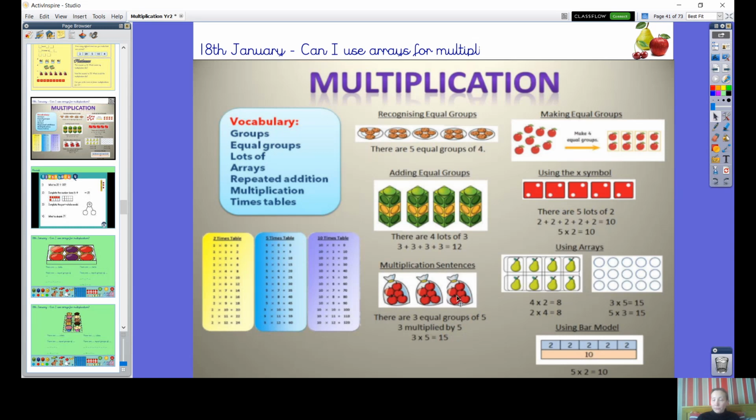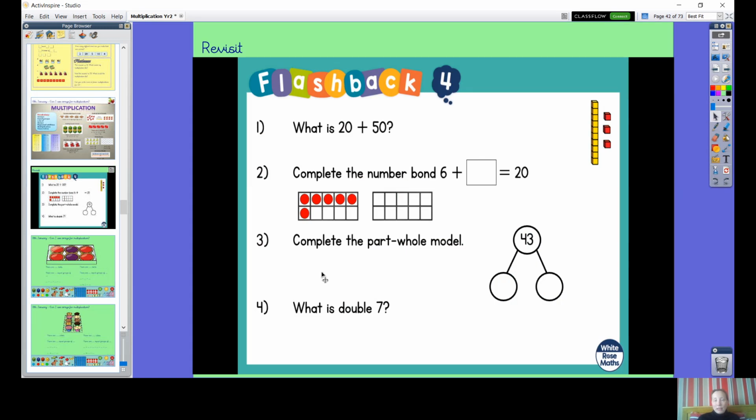And we have also thought about multiplication sentences. So today we're going to be moving on to be looking at arrays, and we've also been linking in our bar model to different ones we've been doing. And we're also going to go and learn our 2, 5 and 10 times tables. So first of all, let's warm up our maths brains.